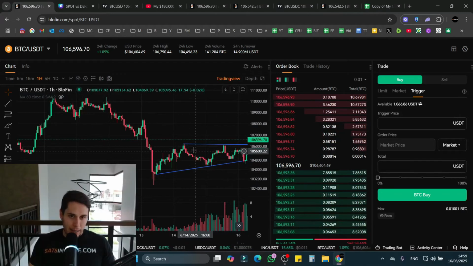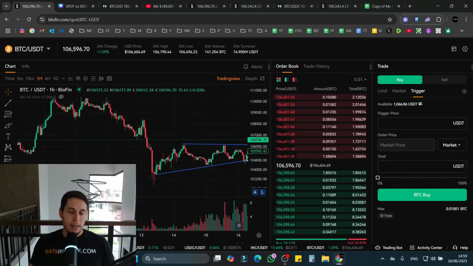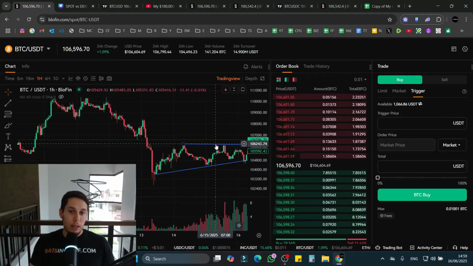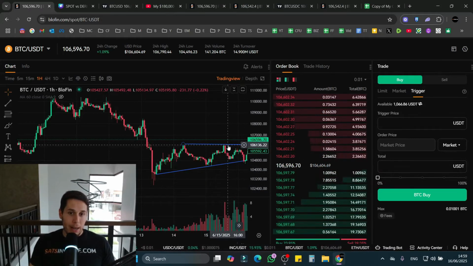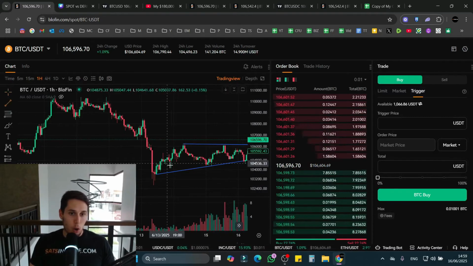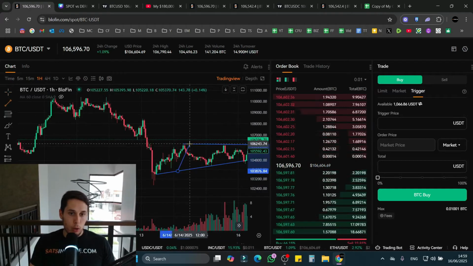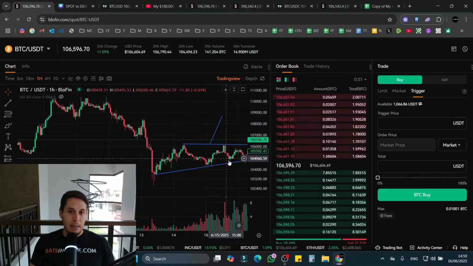So if you are looking at this triangle and Bitcoin is at $105,000, and you know that when Bitcoin breaks above 106, it will actually go up, right? And it will go to like 109, something like this.